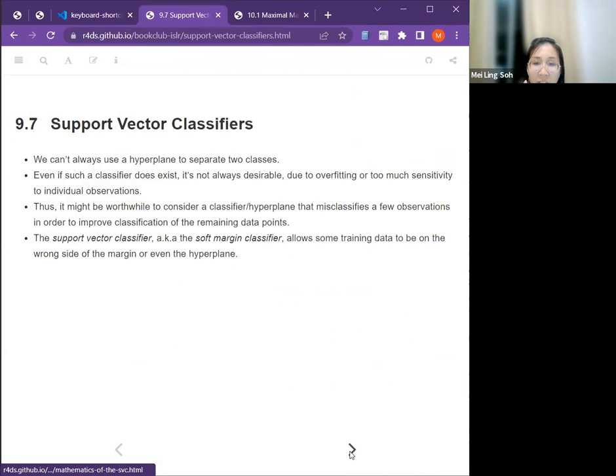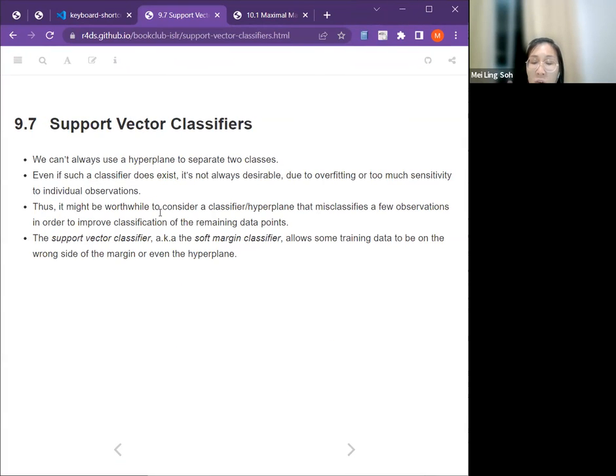Next. Okay, so we cannot always use a hyperplane to separate two classes, and it is too sensitive. And so we want something called a soft margin classifier. What is a soft margin classifier? A soft margin classifier is where you want to allow for some training data to be misclassified.